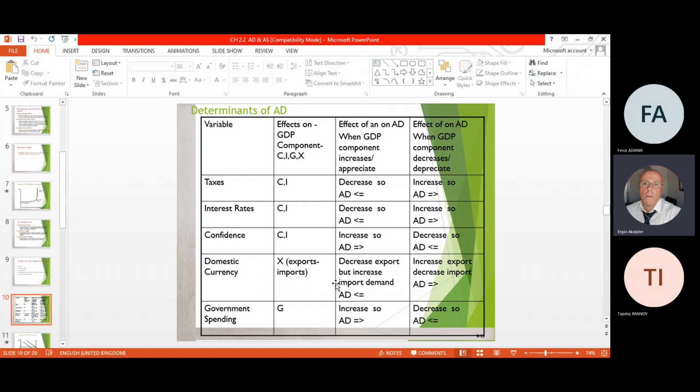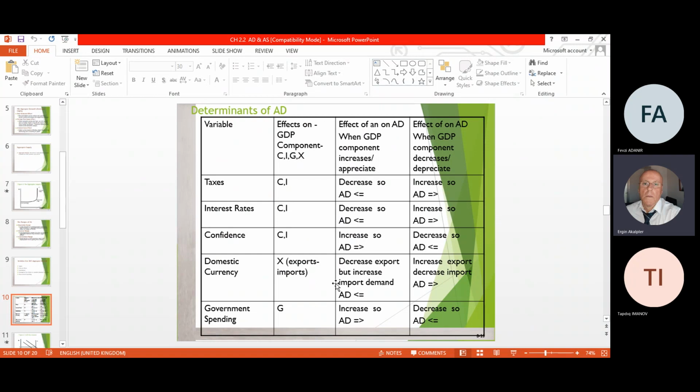Here it is also given on the table. As you see, the variables that mention tax, interest rate, confidence, domestic currency, and government spending. And these are the determinants which are affecting the aggregate demand.